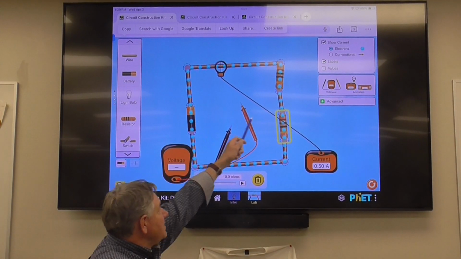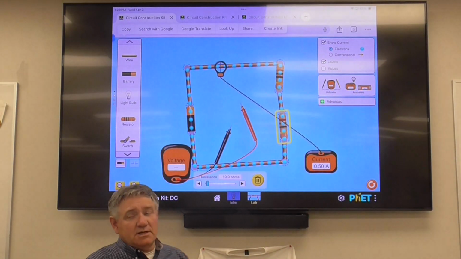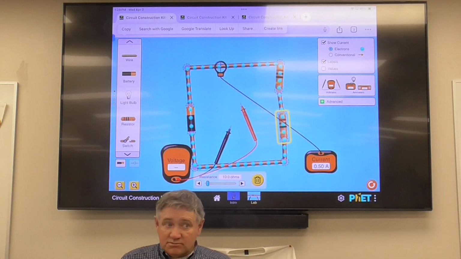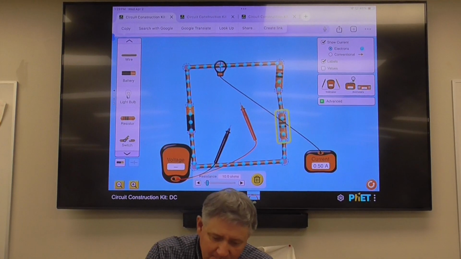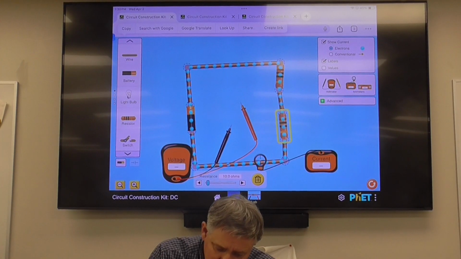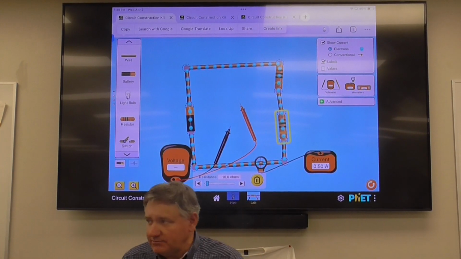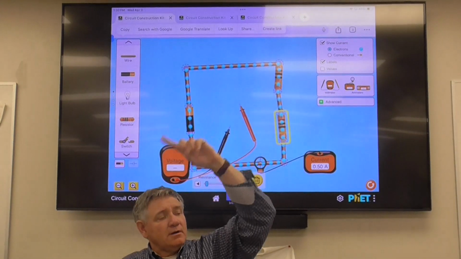If I move this over here, is that still going to be 0.5 at any point? Yes. It's not going to make any difference. Don't believe me? We'll move this down here, and we still get 0.5. No matter where I am, it's still going to be the same.